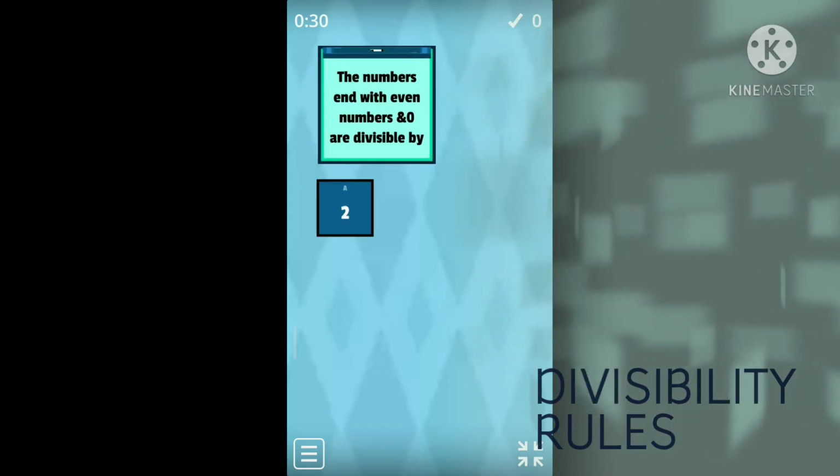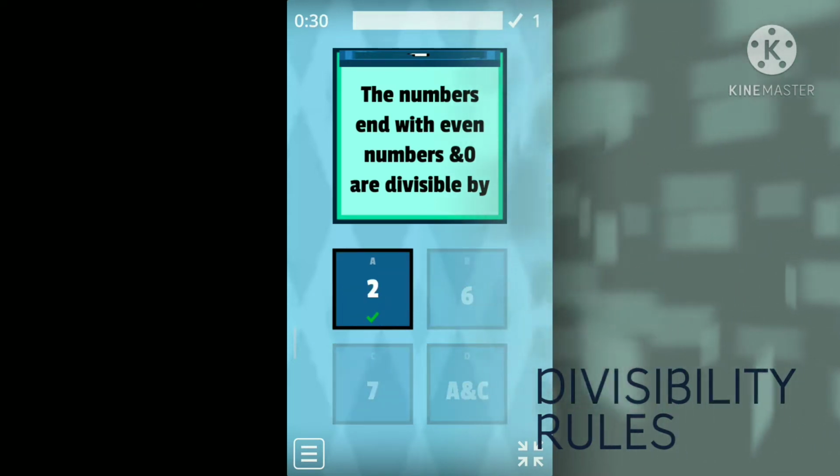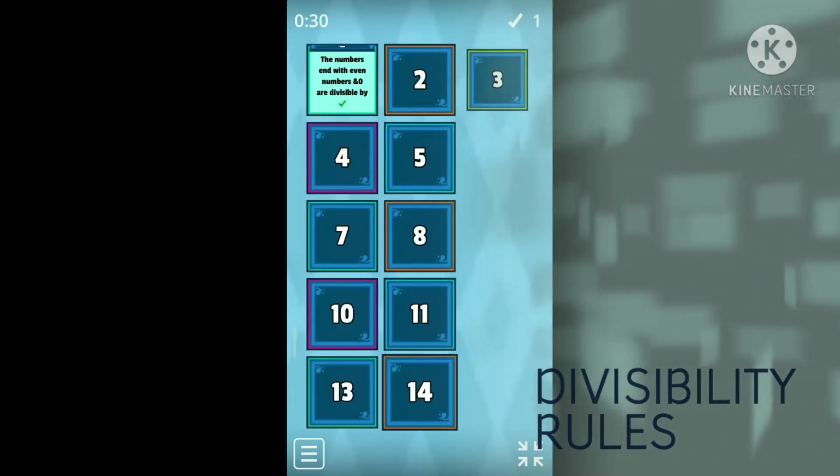The numbers ending with even numbers and 0 are divisible by, okay, according to the divisibility rules, if any number ends with 0, or you can say any even number at the last place, then that number will be divisible by 2. So according to the question, A option will be correct. Let us see the next question.